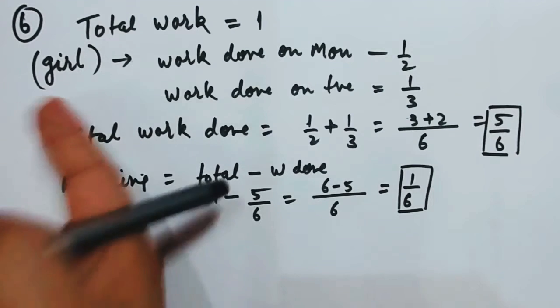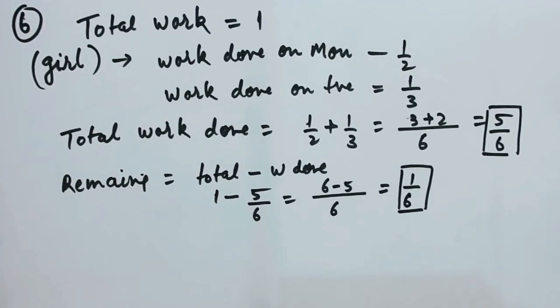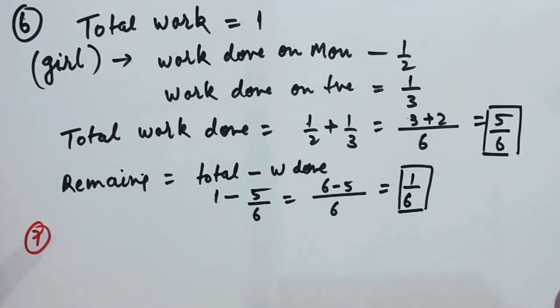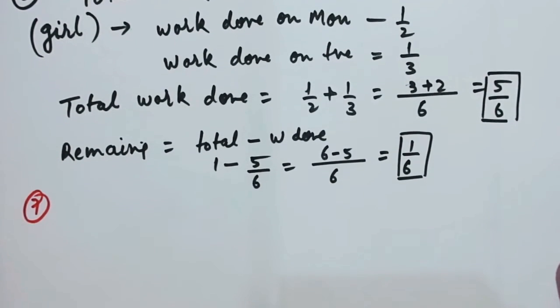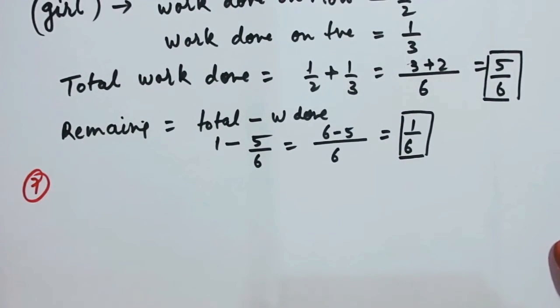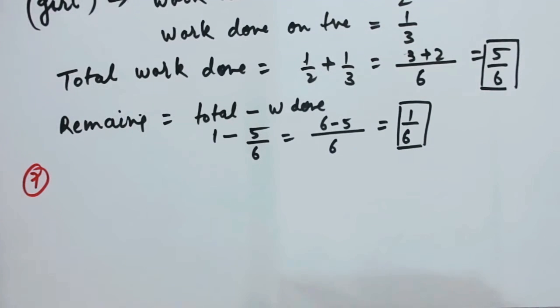Now if she does it on Wednesday or Thursday or doesn't do it, that is her problem. We should not worry or get worried about it. Come on. Come to number 7. See, these sums we have done so quickly. So just stay tuned, or you can move out also.